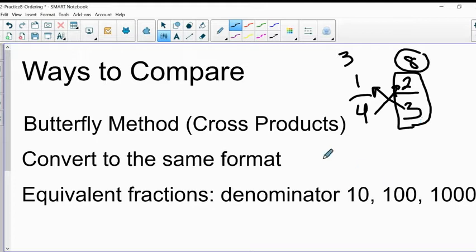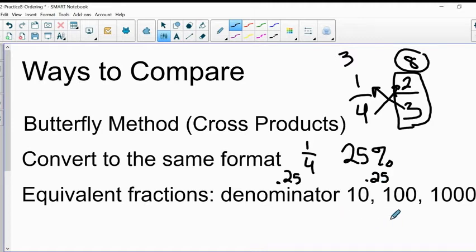The next thing we can do is take our fraction, decimal, or percent, whatever the two numbers are, and put them into the same format. So if I have 1/4, I know 1/4 is the same thing as 0.25. And for percentages, I know that 25% is the same thing as 0.25. So we can convert our numbers to the same format.